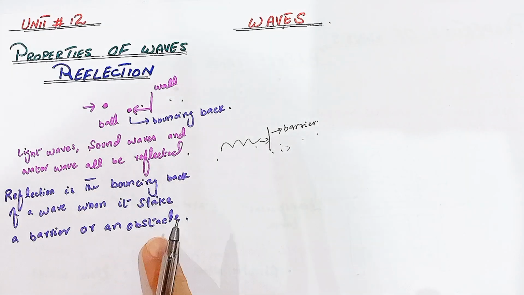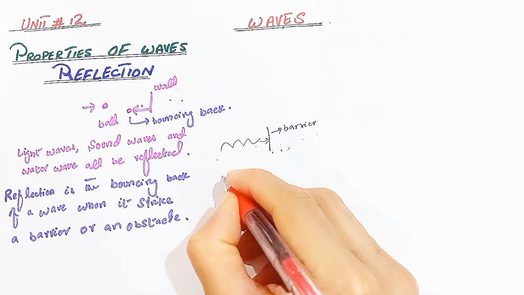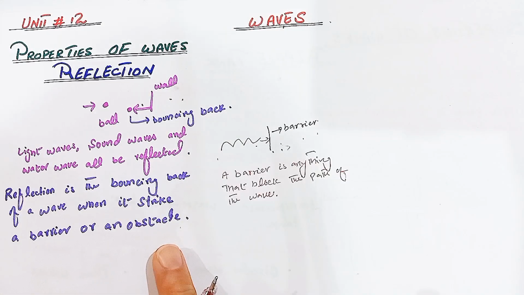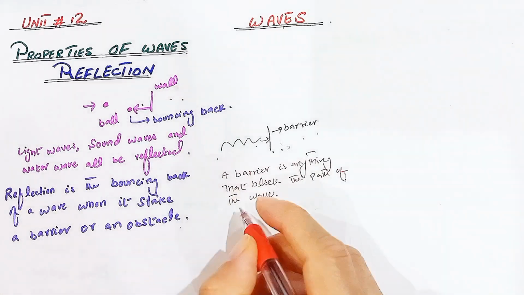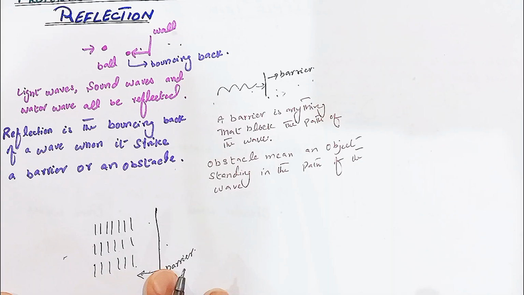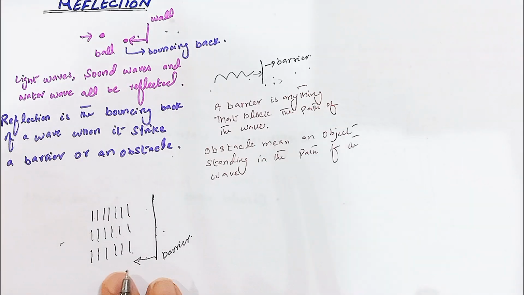Okay, the third word used in the definition is the obstacle. What is an obstacle? An obstacle is also something standing in the path of the wave. When the plane wave hits this barrier and bounces back, this is called the reflected wave. The bouncing back of the plane wave is called reflection.